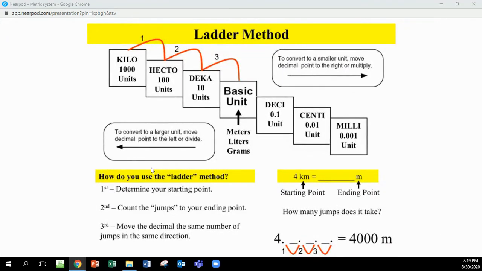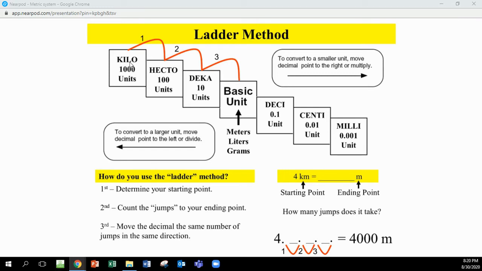So how do you move things? We're going to look at the ladder method. The ladder method is just looking to see what the difference is between different units, different prefixes, and how far we need to move a decimal. We talked about that a little bit when I was showing you the slide on the PowerPoint, but we're going to talk about it here as well.